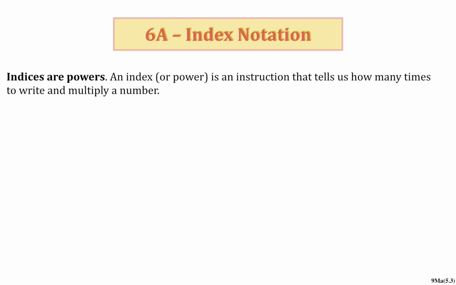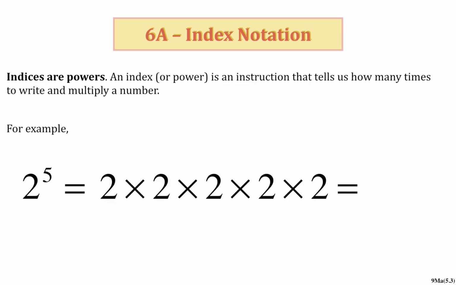Now, the index or the power tells you how many times we write and multiply a number by itself. Let's have a look at an example. If we had 2 to the power of 5, 5 is the power. That means we multiply 2 by itself 5 times. So the question becomes 2 times 2 times 2 times 2 times 2, which we can do in our heads or use our calculator and end up with an answer of 32.